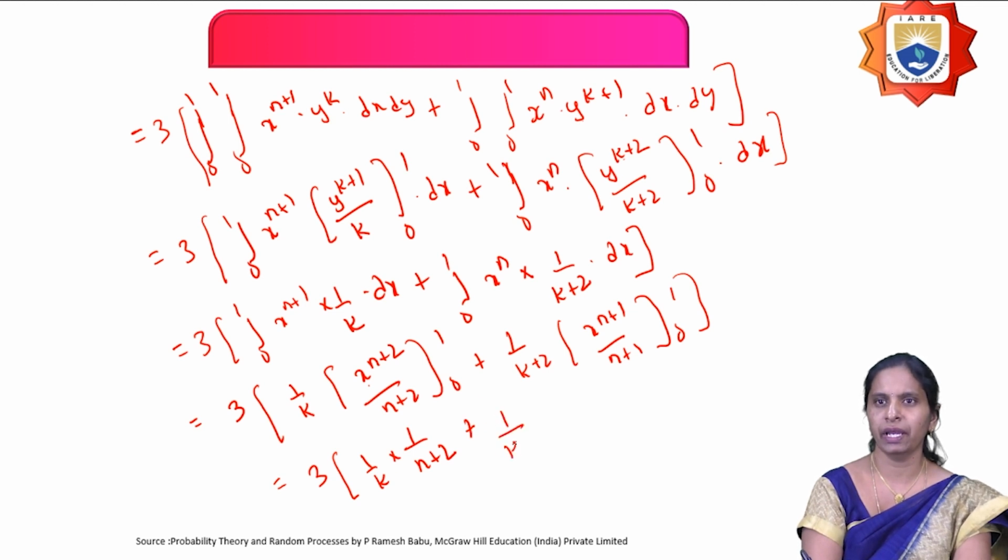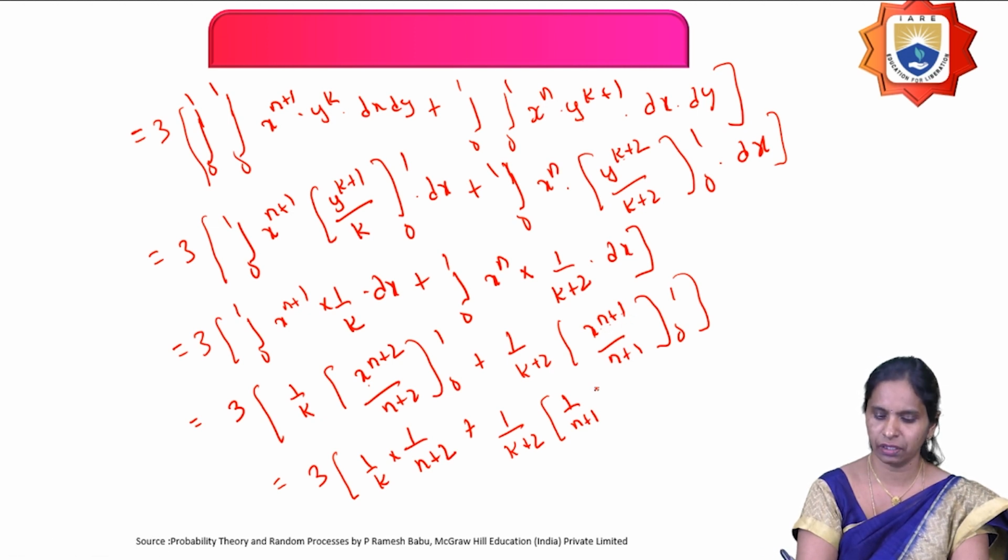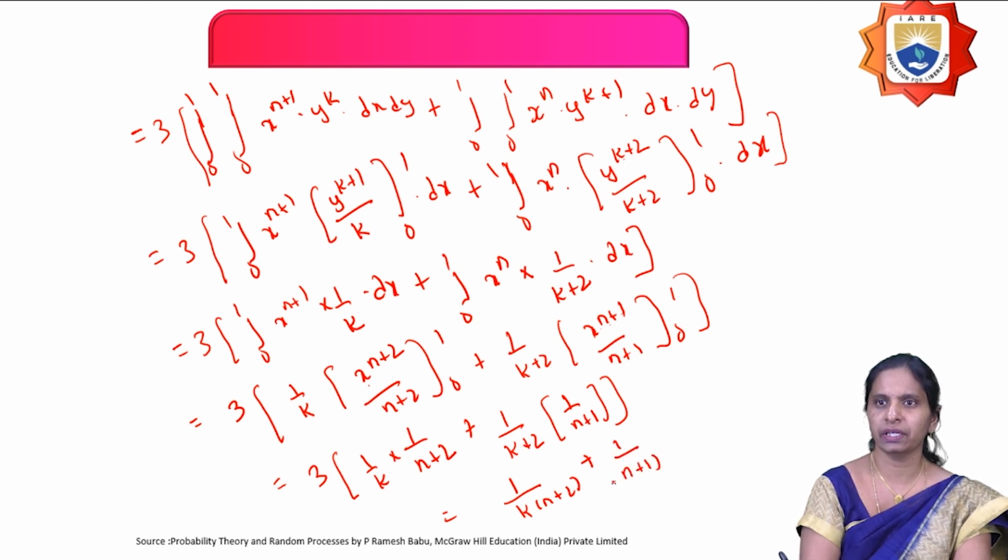And then 1 by k plus 2 into. So what can you obtain here? Substituting the upper limit, 1 power n plus 1 value is what? 1. So 1 by n plus 1. And what is the lower limit? 0 power n plus 1 is 0. 0 by something, you are going to get 0. That's why you are going to get it like this. Then you are getting here 1 by k into n plus 2 plus 1 by n plus 1 into k plus 2, and totally you have into 3.